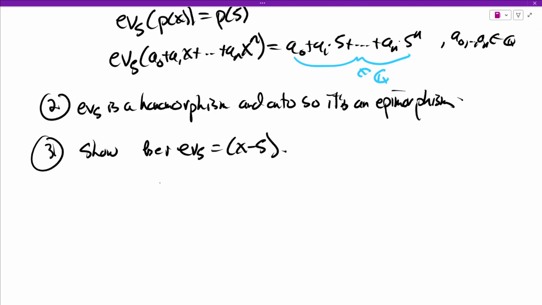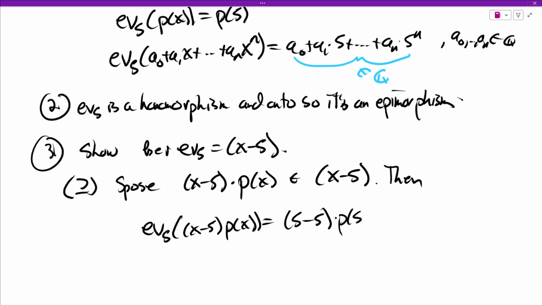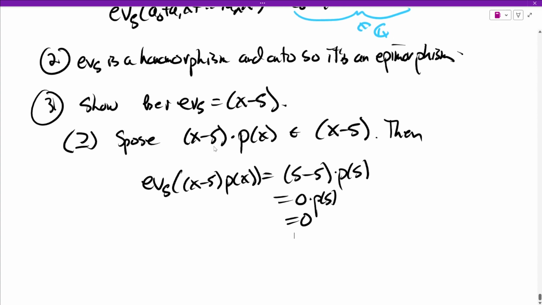So let's do one of the containments. So let's do the backwards containment. So suppose that you're a multiple of x minus 5. So you're x minus 5 times some p of x, and that's in the ideal generated by x minus 5. Then when you apply evaluation at 5 to that multiple of x minus 5, you're going to get 5 minus 5 times p of 5. And it doesn't really matter what p of 5 is because there's a 0 out front. So what this tells you then is that every element in the ideal generated by x minus 5 is in the kernel.